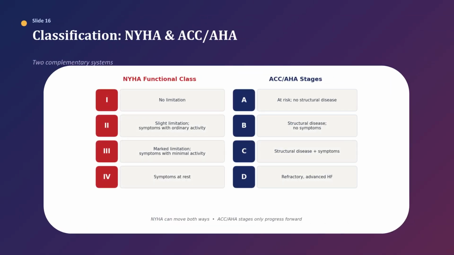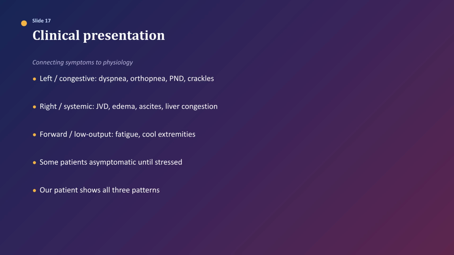We classify heart failure using 2 complementary systems. The New York Heart Association scale focuses on functional capacity and symptoms, while the ACC-AHA staging describes the structural disease and its progression. These tools help us track how a patient is doing and where they fall in their disease trajectory. Connecting symptoms to underlying physiology is essential.